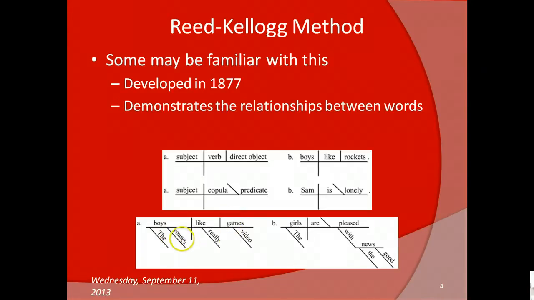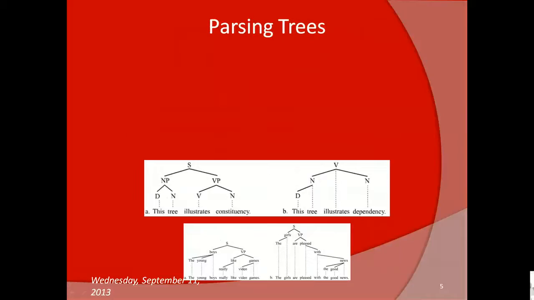This, again, is an okay method. It's visual. It shows us the relationship between words. Really modifies like. Video modifies game. The and young are attached to the noun boys. It does okay with that. But I don't really like it because, as I'm going to show you here in just a second, sentences aren't made up of words. Sentences are made up of clauses and phrases, and the Reed-Kellogg method doesn't really do very well in visually showing us how clauses and phrases work together to make whole sentences.